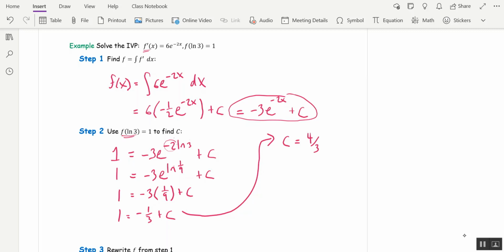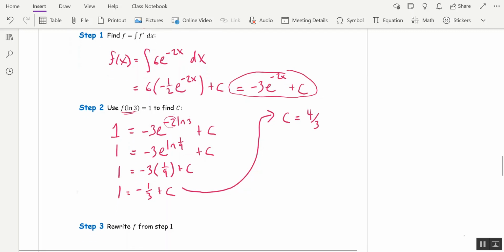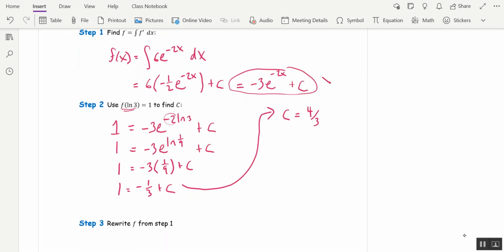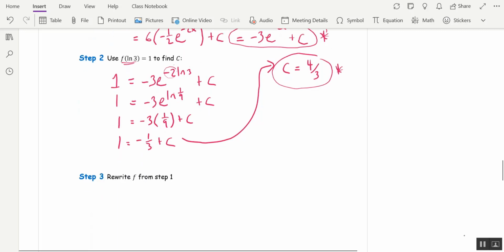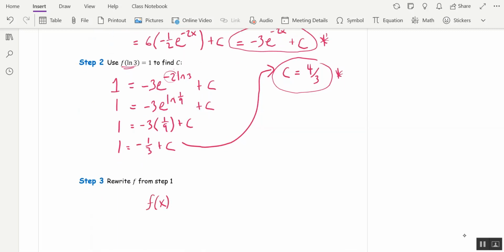All right, we're not done. Step 3 is to put steps 1 and 2 together. We have f of x from step 1, but we don't know c. But now we know c from step 2, so we can rewrite f of x with no constant. F of x is negative 3 e to the negative 2x plus 4/3. And that's your final answer. When you solve an IVP, you get a function. Okay, and that's the end of this section.